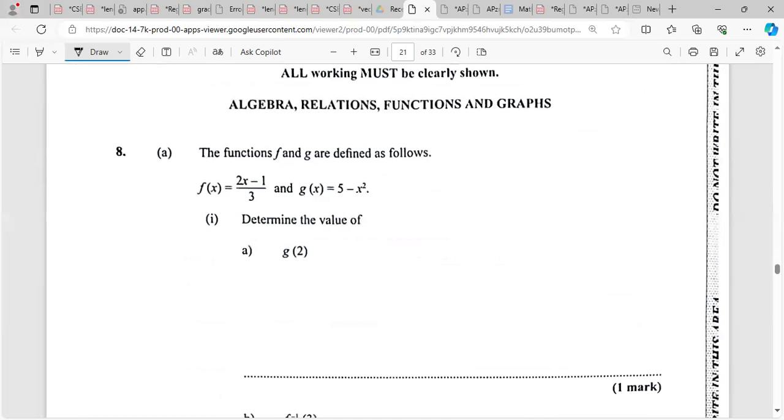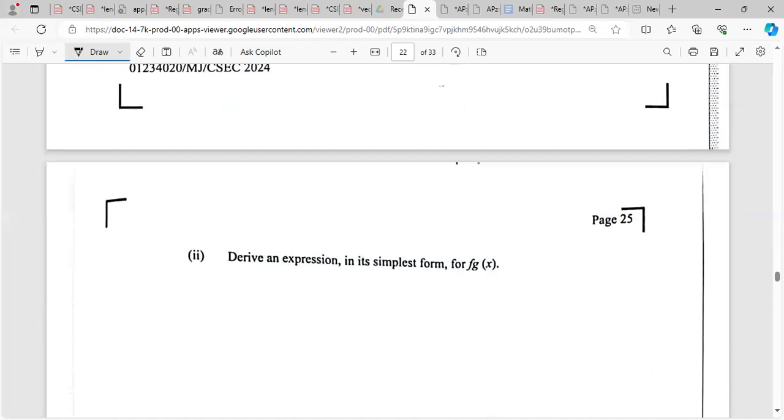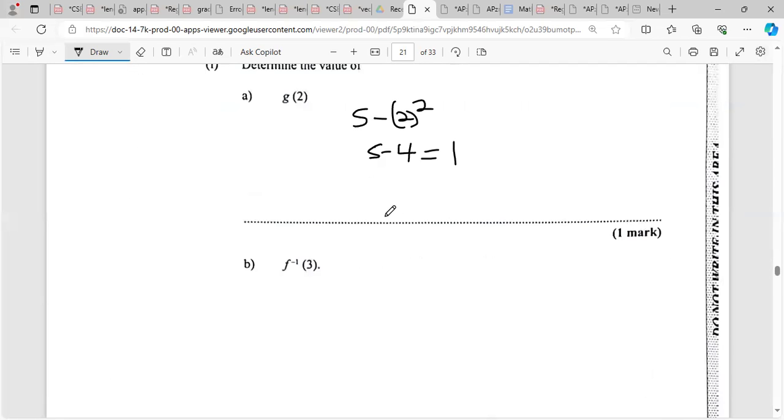Alright, it says the functions f and g are defined as that. Find g(2). So we have to plug 2 for x, so we have 5 minus 2 times 2, 2 twos is 4, 5 minus 4, that gives us 1. And we get 1 mark for that question. Alright, let's see what else. It says derive an expression in its simplest form for fg.